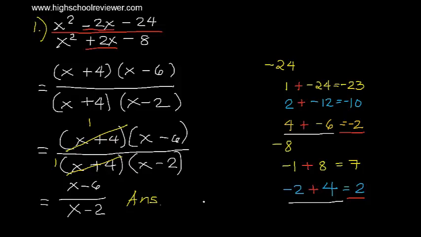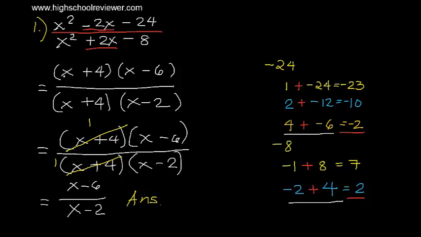Here are the answers to the exercises about simplifying rational algebraic expressions. Our problem number 1, we have here x squared minus 2x minus 24 all over x squared plus 2x minus 8. Okay, so to solve this rational algebraic expression, first we need to factor out the numerator and the denominator.